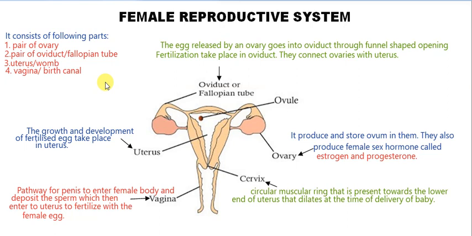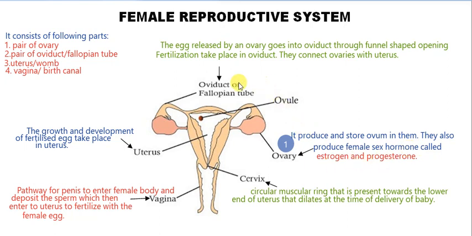what the ovary is. Ovaries are oval in shape and they are inside the abdominal cavity, and there are two ovaries. Their function is that they produce ova and also store the ovum. They also produce the female sex hormones called estrogen and progesterone. So the function of the ovary is to produce and store ova, and to produce the female sex hormones estrogen and progesterone.